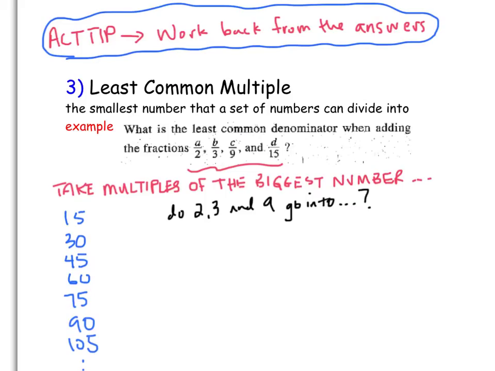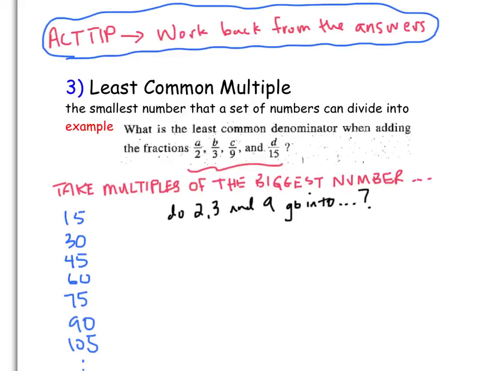Another question that pops up is least common multiple questions. My tip for you is to work backward from the answers. Look at the answers and see if the numbers can go into the given answers. What's the smallest one that all the numbers can go into? Just to talk about what least common multiple is, you're trying to find the smallest number that all 4 of these numbers will go into.